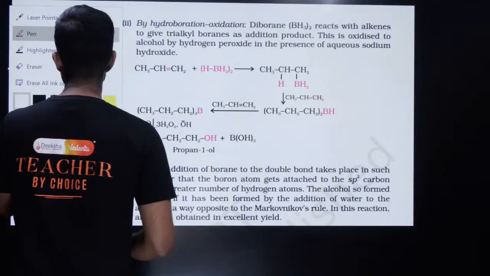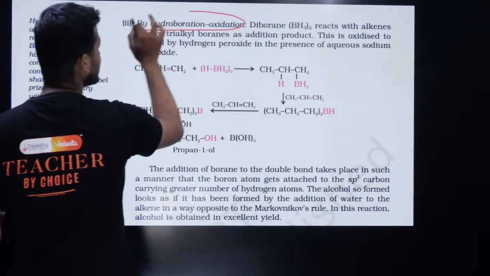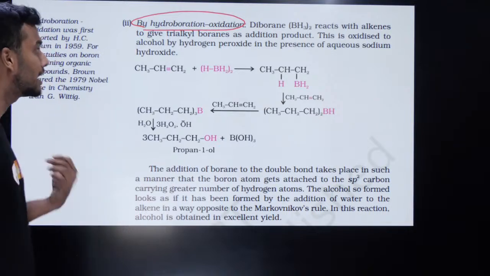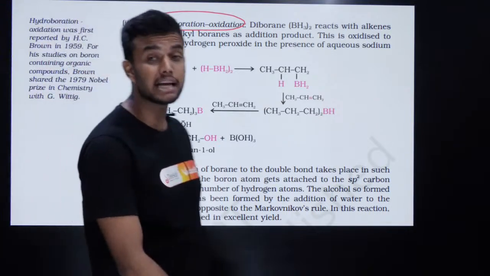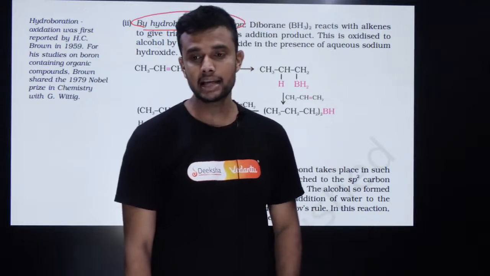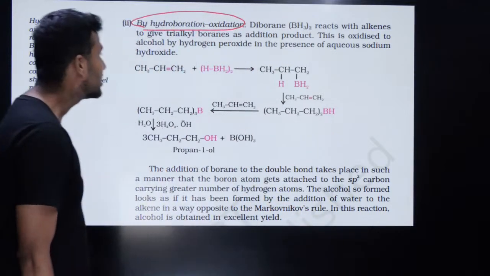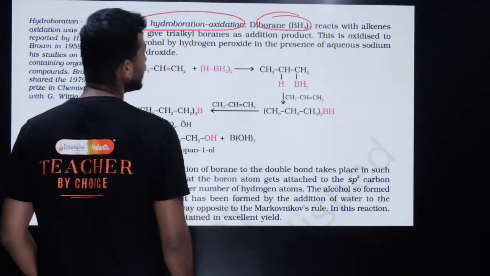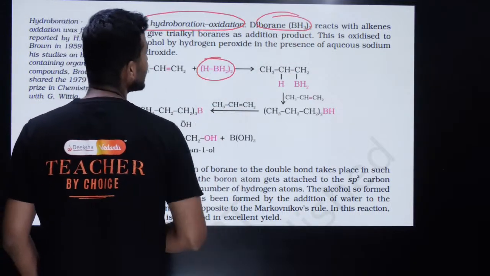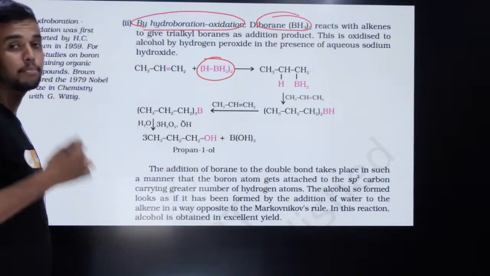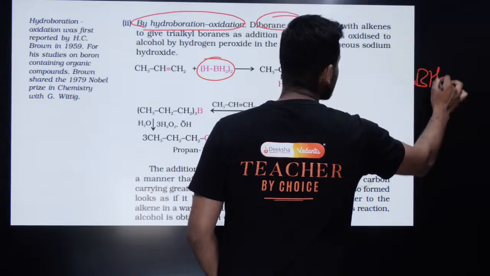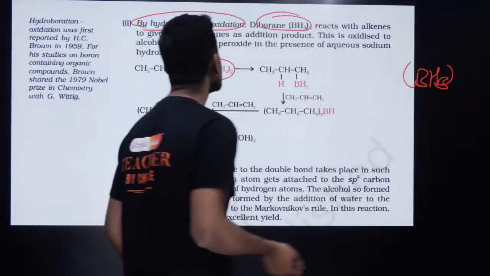Very important, my dear students. Hydroboration oxidation is very important for your board exam and also for your entire JEE and NEET exam. Okay, they ask this question. In this, what happened? Here we use the diborane molecule, B2H6. The borane molecule is BH3. Diborane is the dimer of it.